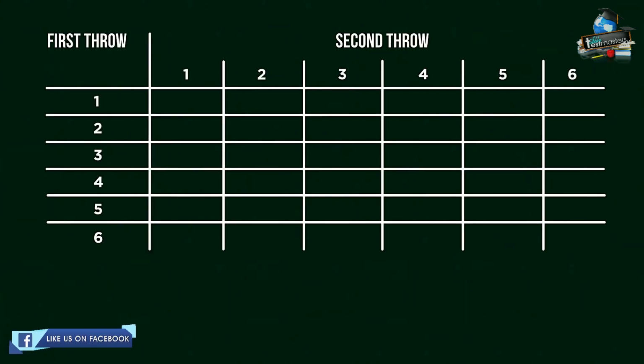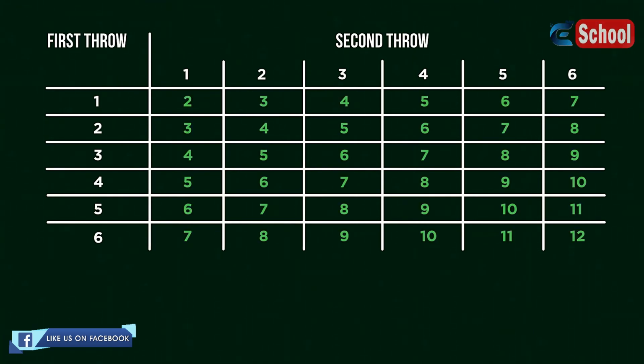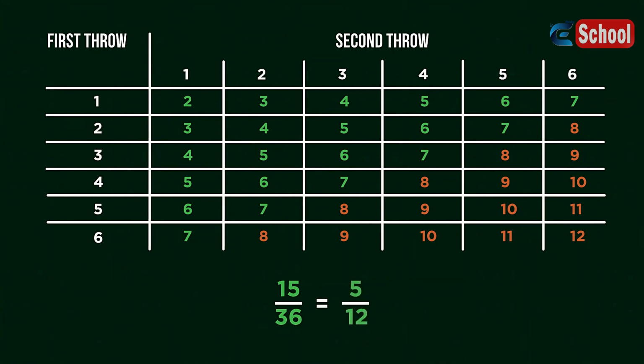Again, we can use this sample space, this time to list the sum of outcomes of the 2 events. When we add in the sum values and highlight the answers larger than 7, we can see that there are 15 outcomes that work. 15 out of 36 potential outcomes leaves us with the probability 5 over 12 when simplified.